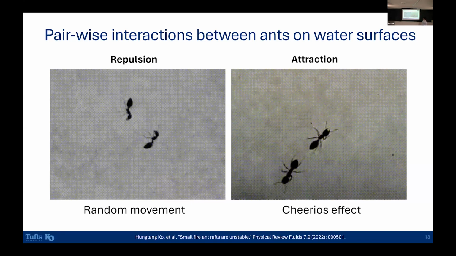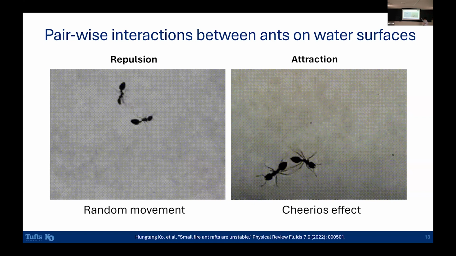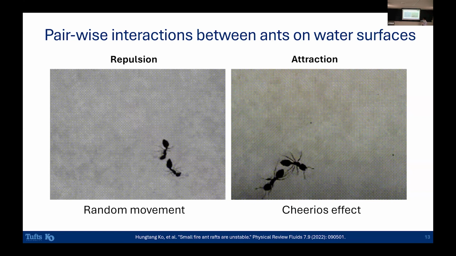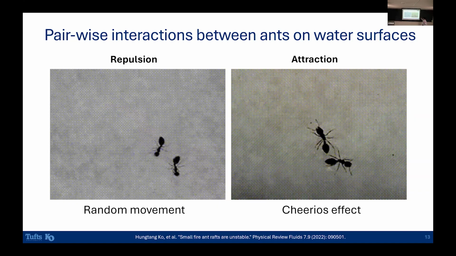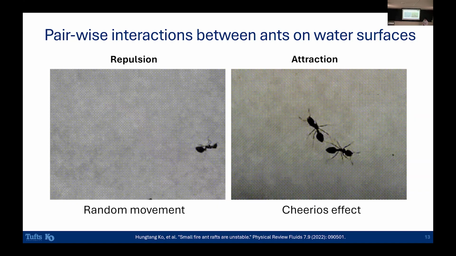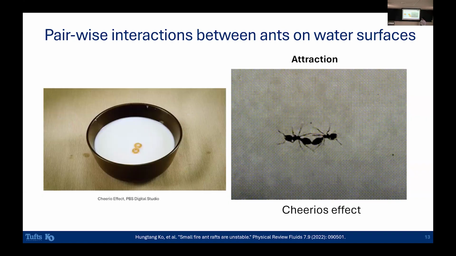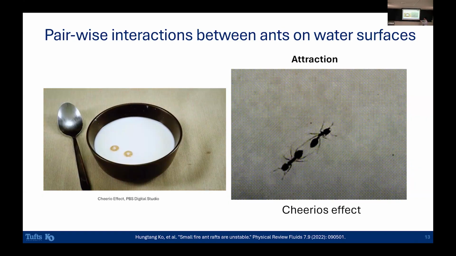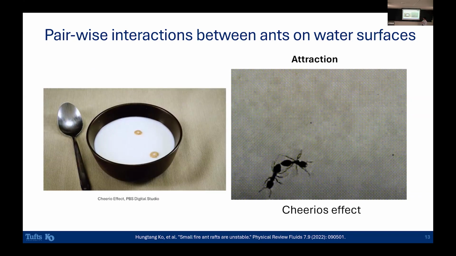But in other scenarios, they actually get attracted to each other, but they're passively drawn into each other. So in this video, they seem to be almost trying to get away from each other, but the passive Cheerios effect actually attracts them together. The Cheerios effect is named after what happens in your Cheerio bowl whenever you have something that's sitting on your water surface. If they're at the right size range and hydrophobicity range, then they have this tendency to attract to each other.